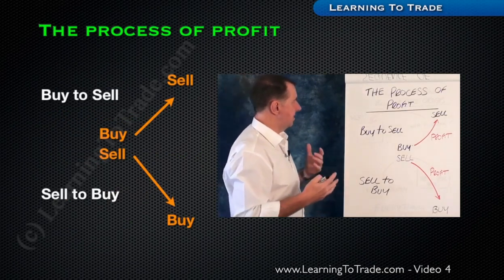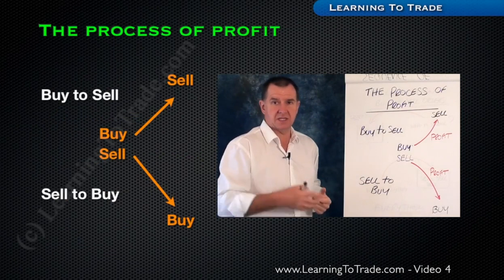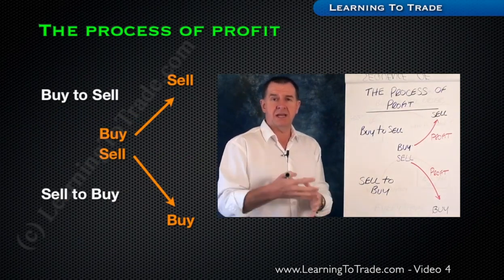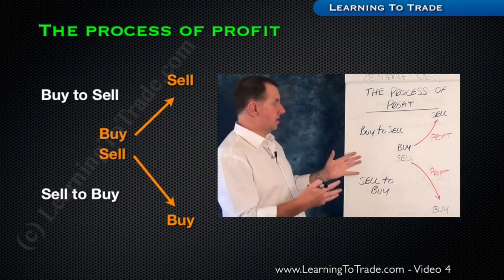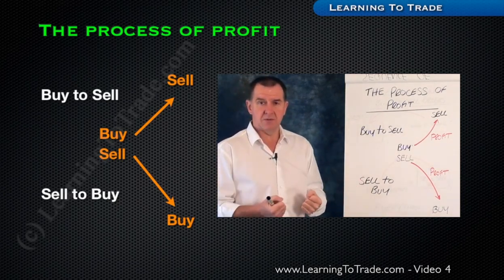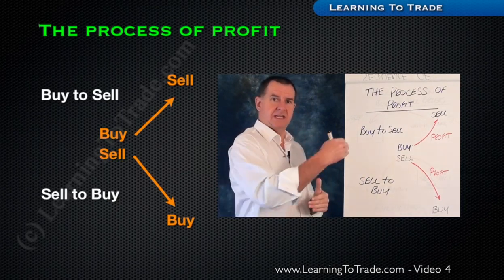Okay, so the process of profit is, if you're going to buy something in and sell something out, and you want to make money in that respect, in other words, we buy and then we sell at a higher price, we've got to be able to accumulate. We've got to have something first in our possession to then sell on.